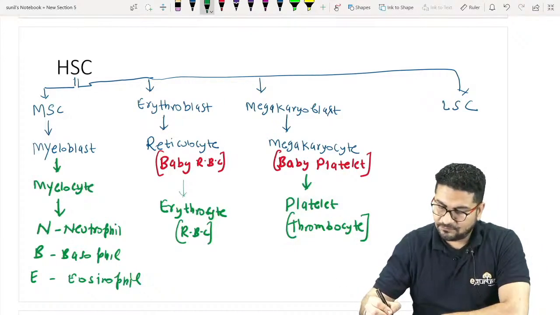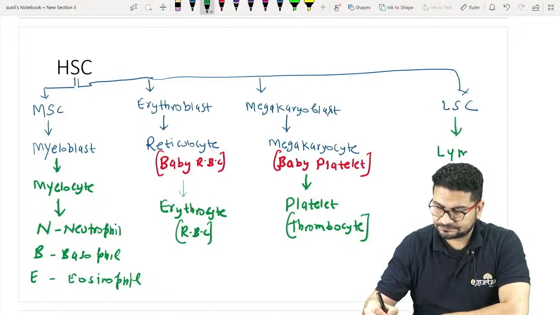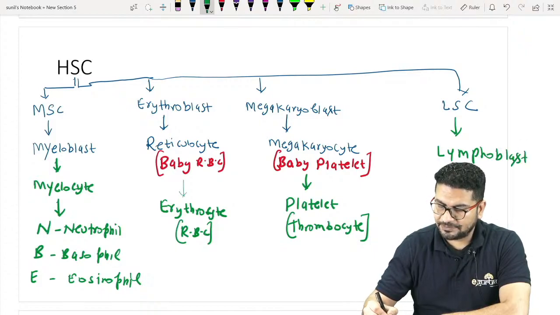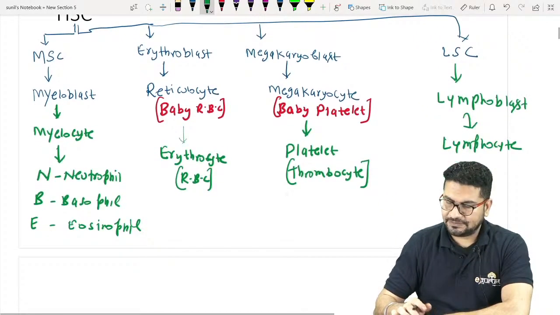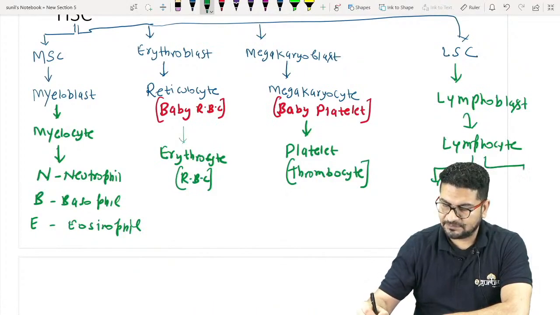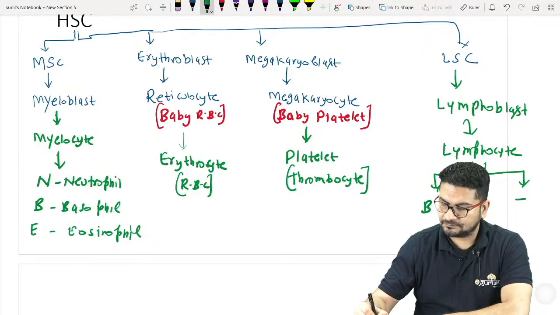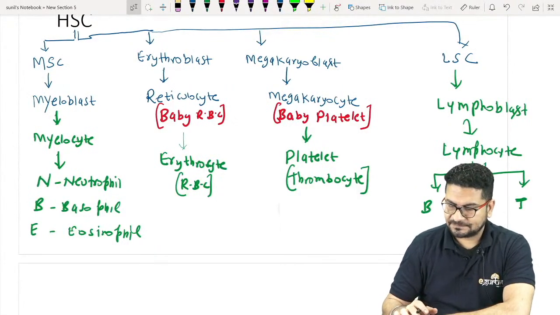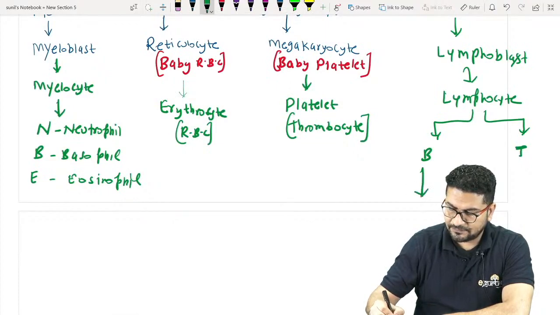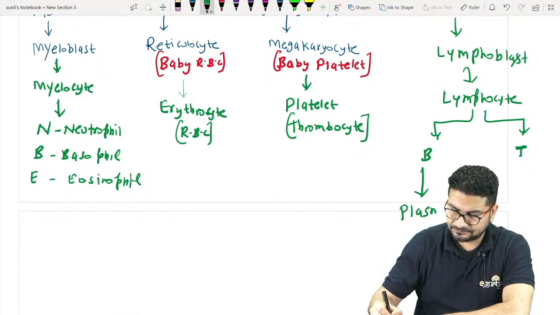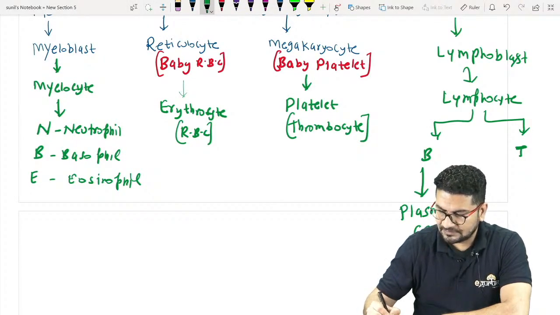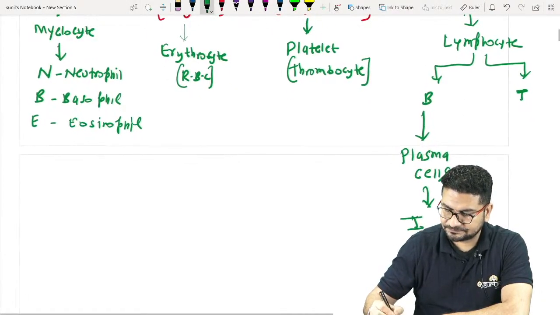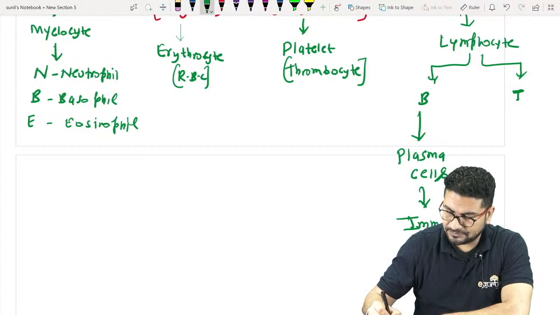Clear? Then the lymphoid stem cell will produce lymphoblast. This lymphoblast will produce lymphocyte. We have two types of lymphocytes, B lymphocytes and T lymphocytes. The B lymphocyte will further divide and produce plasma cells, and plasma cells are the ones that produce immunoglobulins.